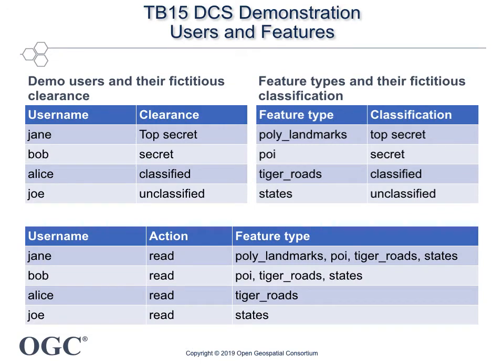For demonstrating the ability to apply access and information flow control based on user clearance and feature classification, some demo users with fictitious clearance are available. Also, some feature types of a standard GeoServer deployment are associated with a classification. Enforcing the information flow control of confidentiality, no read up, no write down, for read access, a user's clearance must be at least equivalent to the data object's classification. The bottom table illustrates the results of read access for the different users and feature types.